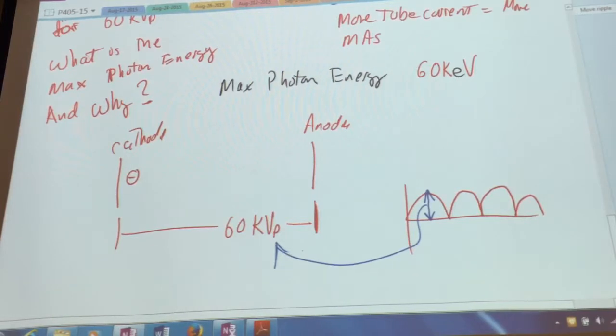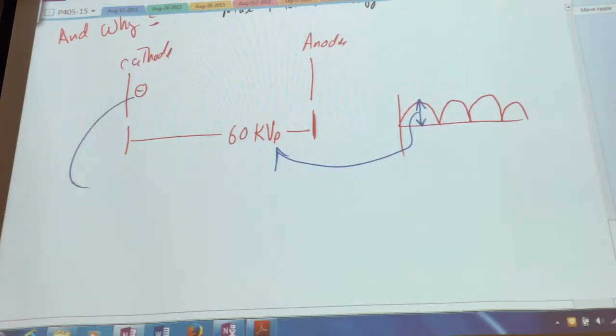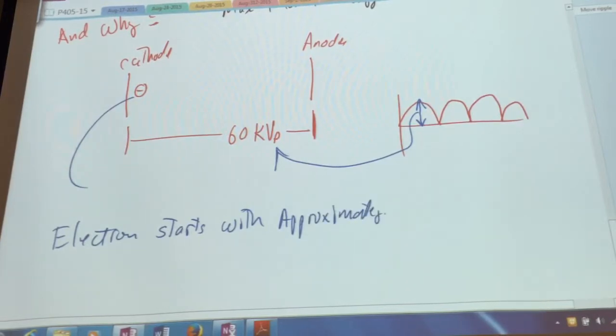How much kinetic energy does the electron start with when it leaves the filament? We're not going to work in joules, we're going to work in keV. So when the electron jumps off the filament, approximately how much kinetic energy does it have? The electron starts off with approximately 0 kinetic energy.